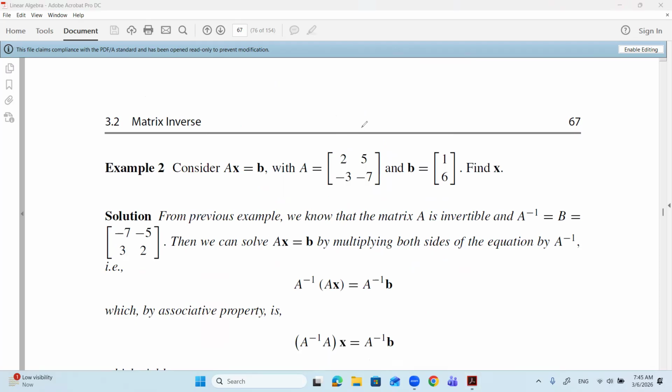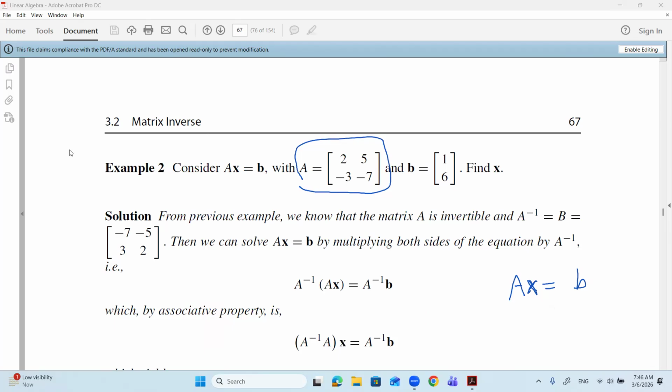So for small matrices, if we can find the inverse of A, then how do we use it? Let's assume that A times X equals B. That's a linear system we solved many times. Suppose I know the inverse of A.